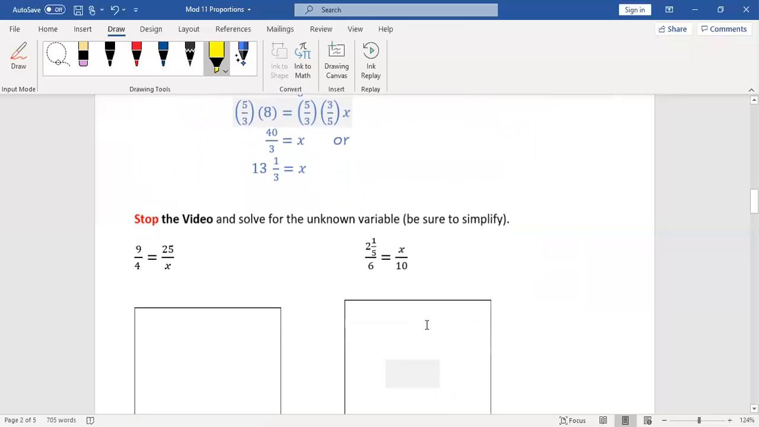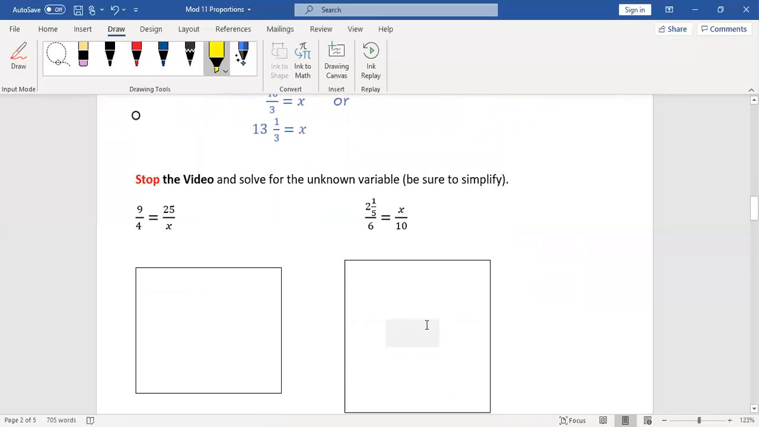Okay, I've got 2 practice problems for you to complete. So go ahead and stop the video and solve for the unknown value by the use of proportions.